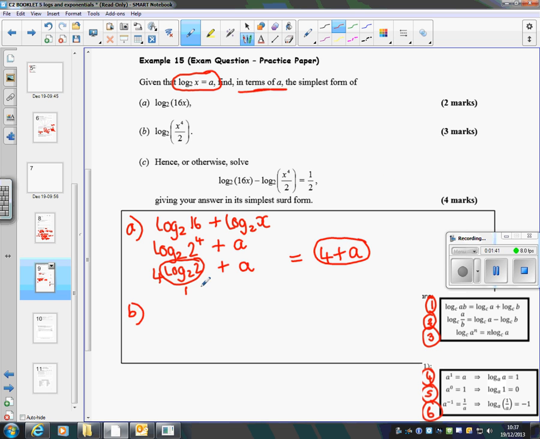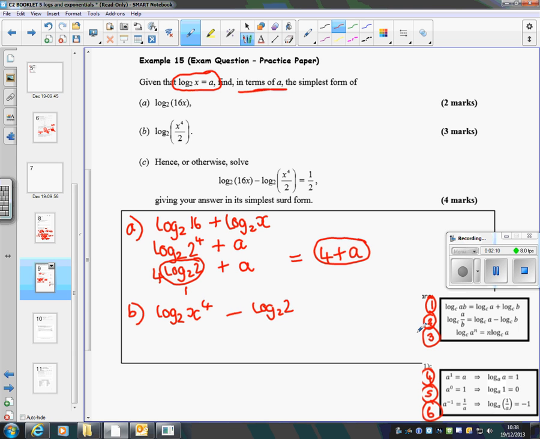On part B, again, we're just using the laws of logs. We need to decide which rule we're using. In this case, it's dividing, and we can break down a single log where it's divided by using subtraction. So we can rewrite that as log to the base 2 of x to the power 4 minus log to the base 2 of 2. So that's just using this rule 2 here.